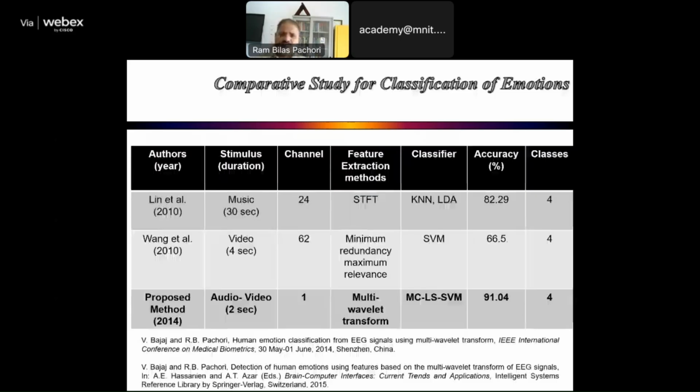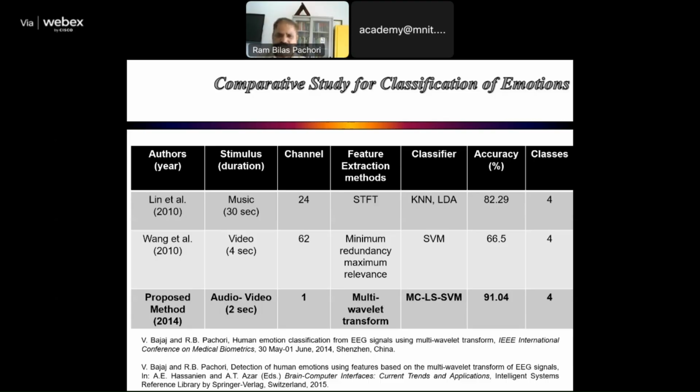Then we have compared our method with other existing methods in the literature for classification of emotions. Lin et al. 2010 used music of 30 seconds with 24 channels. They used short time Fourier transform with K-nearest neighbor and linear discriminant analysis classifiers. They got 82.29% accuracy.